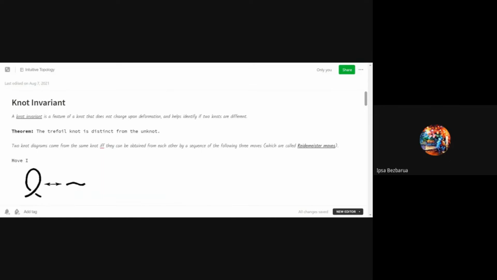Nice pun, Arvind. Okay, so knot invariants are a very cool area of knot theory. A knot invariant is a feature of a knot that does not change upon deformation and helps identify if two knots are different. Basically, if two knots have the same knot invariant, you can't say that they are deformations of the same knot. But if two knots have different values of the knot invariant, you can definitely say that these knots can't be converted from one to the other.